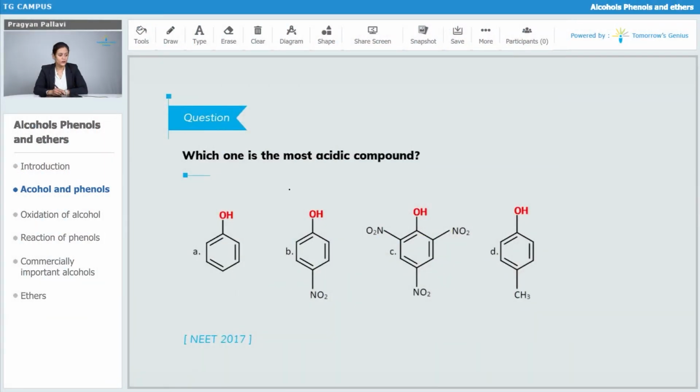So here the question is, which one is the most acidic compound? Now if we look at, here we are having phenol, then we are having this nitro group attached to this para position, and then we are having this nitro group which is attached to both this 1 and 3 position, and then we are having this at 1, 2, 3, 4th and 5th position.